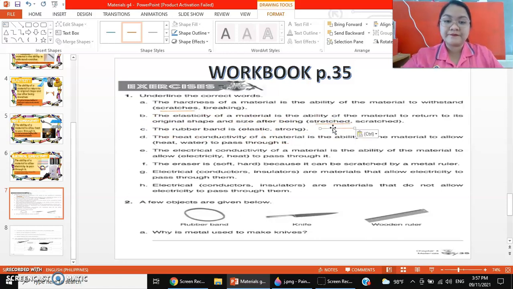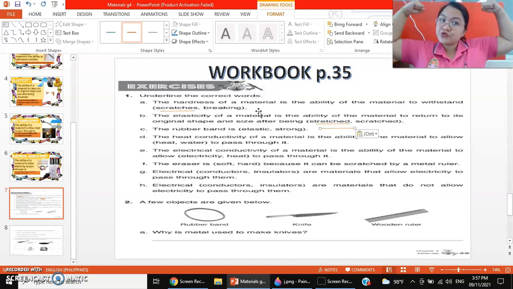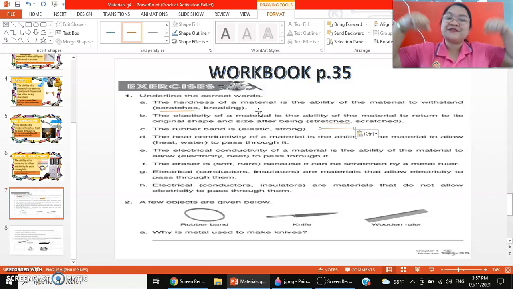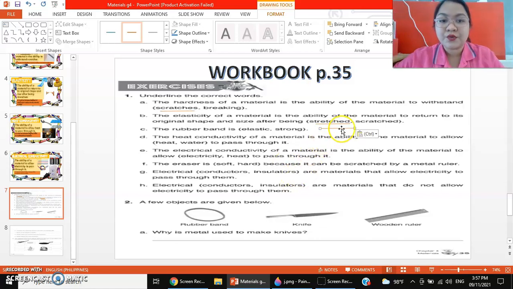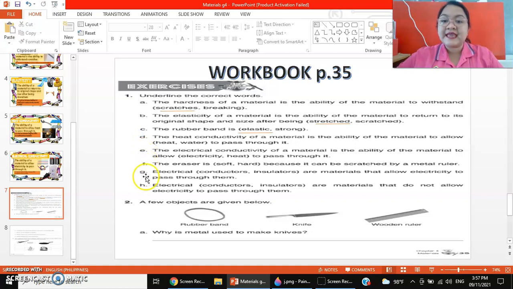Okay, another one. The rubber band is blank, elastic, or strong. The rubber band, this is an example of rubber band. So is it elastic or strong? 5, 4, 3, 2, 1. The correct answer is, very good, elastic. Okay. So letter D, E, F, G, H, try to answer on your own.